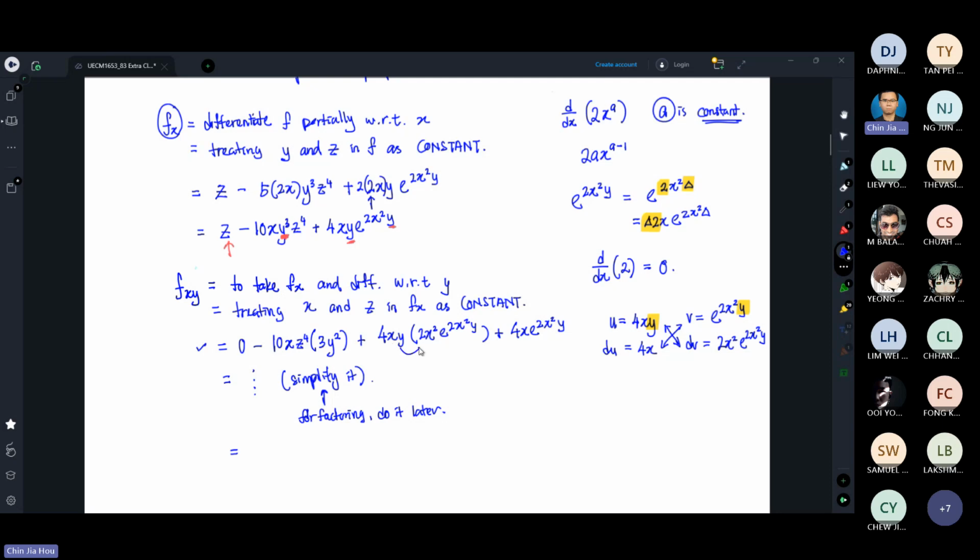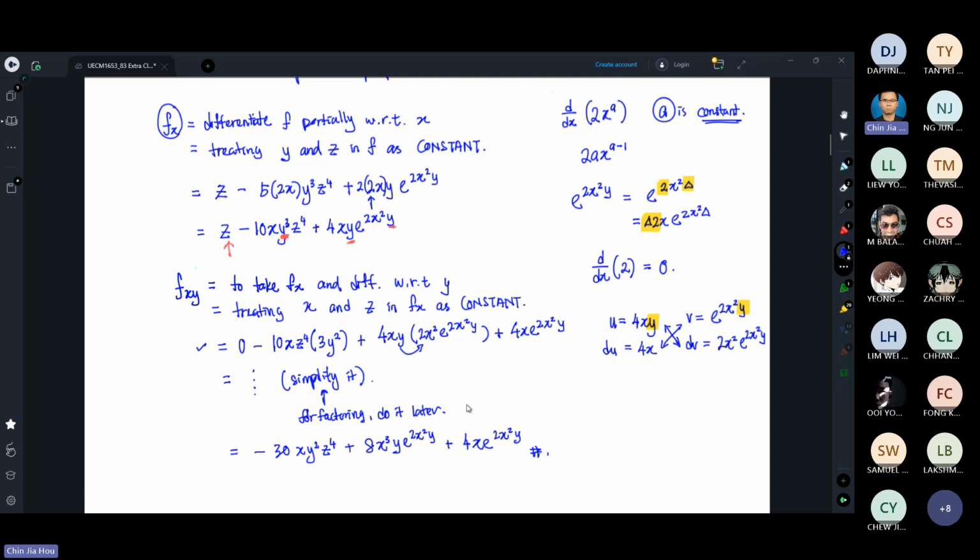For example, multiply the 4xy into the bracket and get rid of the 0 term. So we have minus 10 multiplied with 3, we have 30 x y squared z to the power of 4, plus 4 times 2, 8 x cubed y e^(2x squared y) plus 4x e^(2x squared y). This is rather a good one.